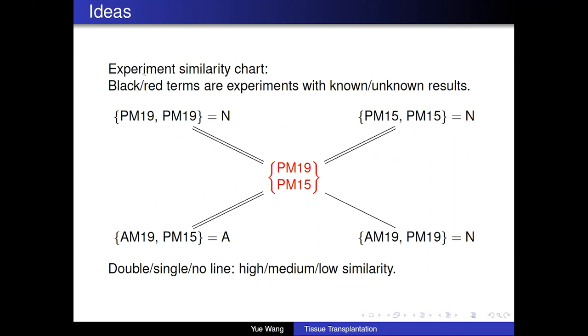So let's consider this experiment similarity chart. This red term is an experiment with the donor and host here, and the result is unknown. It is similar to 4 different experiments with known results. Here, the double line means high similarity, single line means medium similarity, and if there's no line, it means low similarity. You can see that this experiment with unknown result is similar to 3 experiments with result normal and 1 with abnormal. So we could expect the result is more likely to be normal.